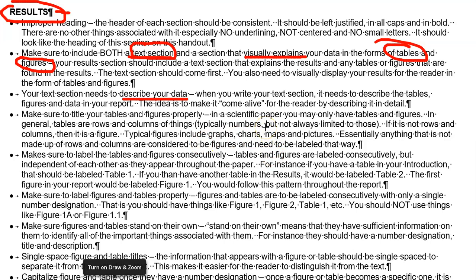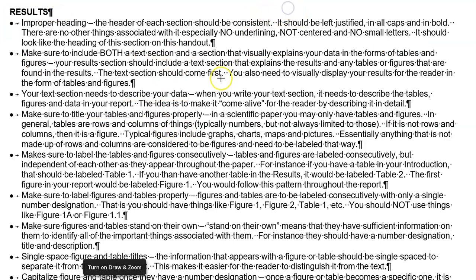When we name tables and figures or label them, there's a couple things that we need to do properly, and we'll get there as we move down. So you need titles for your tables and figures. They should be titled properly. In a scientific paper, you may only have tables and figures. So basically, when you look at a table, it's rows and columns of things.